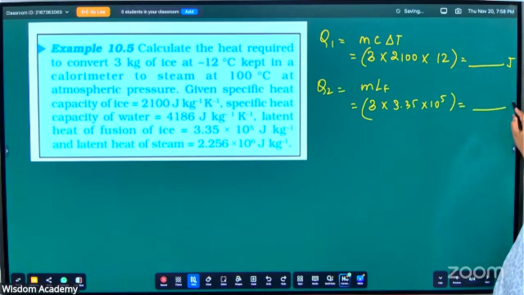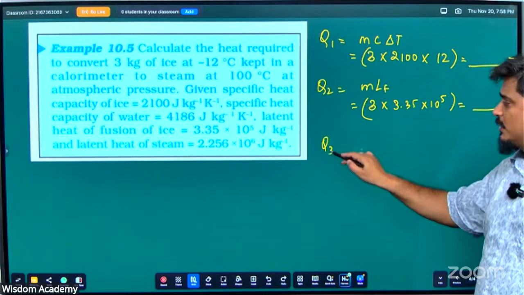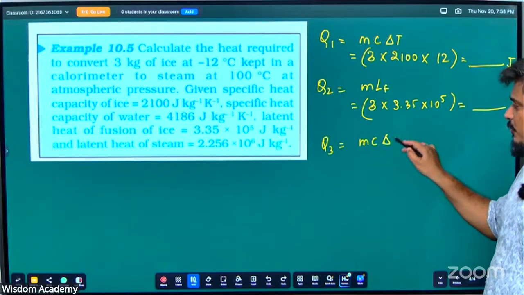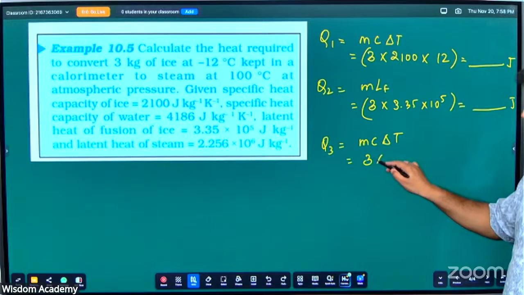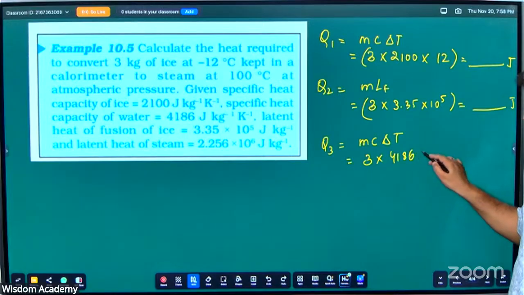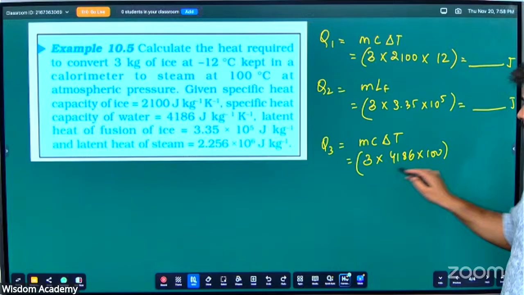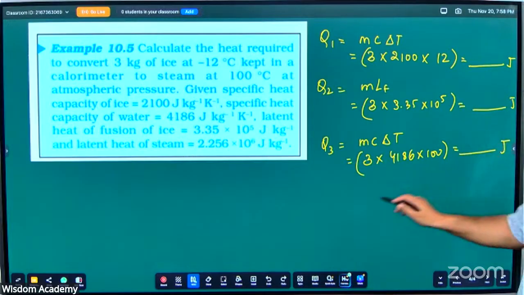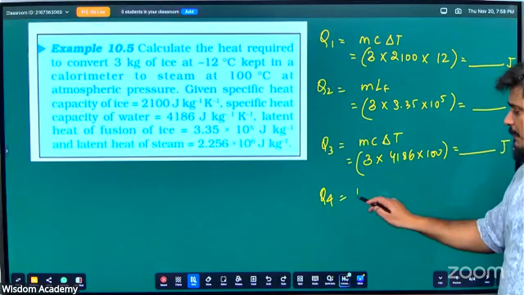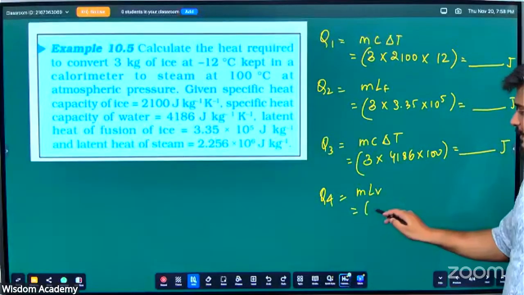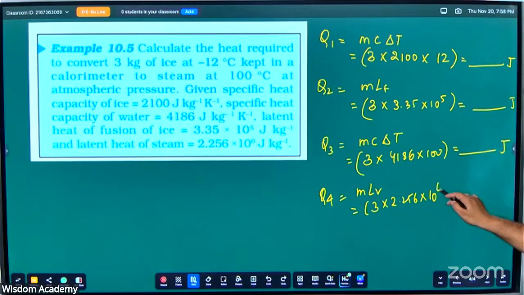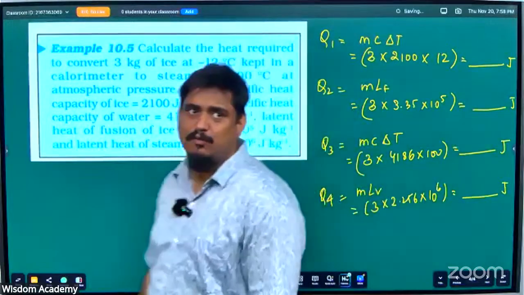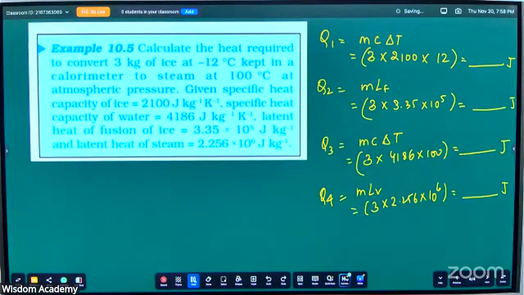This much joules. Q3 will be MC delta T because water is becoming from 0 degree to water at 100 degree. It will be the same 3, C will become 4186 now and delta T will become 100. Multiply, get the answer. Very same question we have solved in the previous class. Q4 will become once again MLV and that will be 3 times LV, which is given as 2.256 times 10 to the power 6. This much joules. So if you add these 4, you will get the answer. Now basic multiplication and addition.